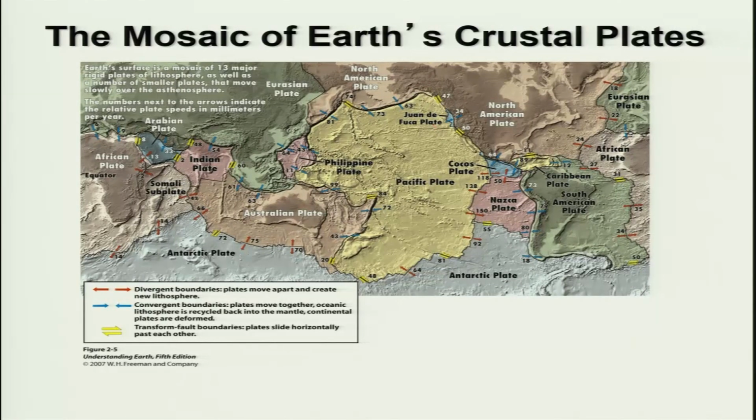And in between we have the transform plate boundaries, and the major one which I was talking about is along the North American plate and the Pacific plate. And in some locations, as I was just mentioning, we have them in India also, along the subduction zone.